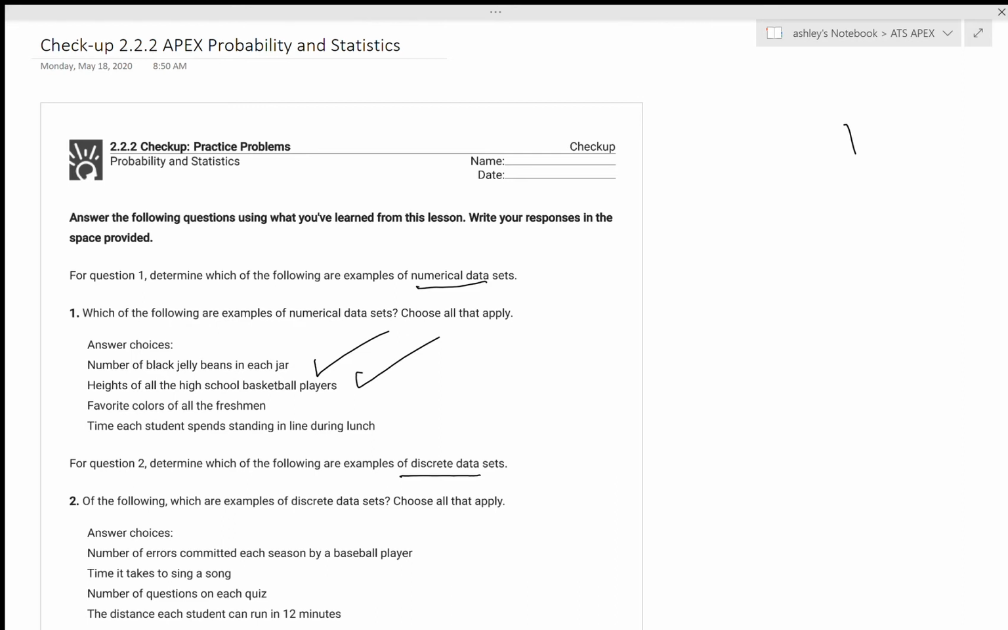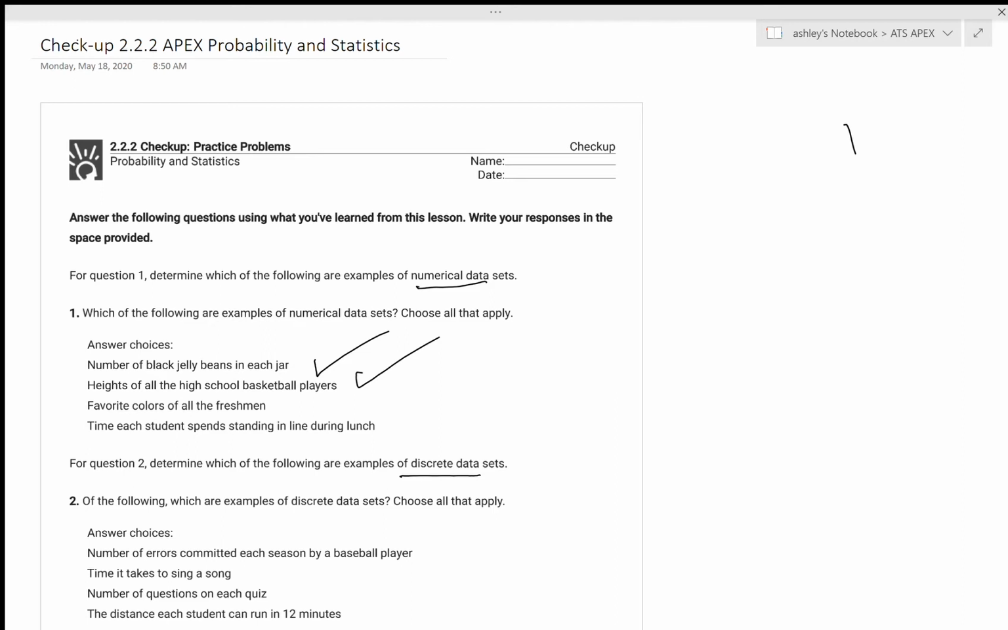Favorite colors of all freshmen. I hope this is pretty obvious. Colors are not a number. I can't count the colors. I'm asking them a question about what their favorite color is, not an amount. So no, that is not numerical data.